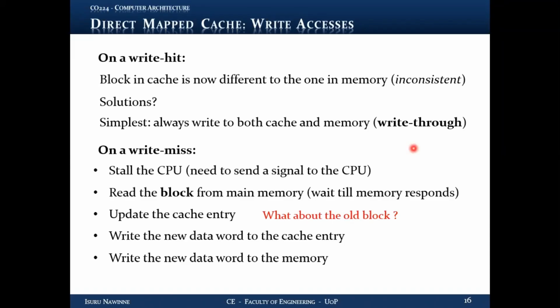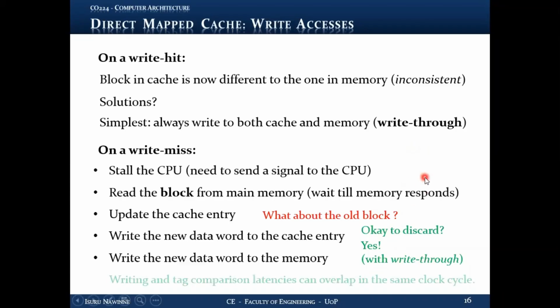Now, the problem we had was, what about the old block that was in the cache at that entry, which was not the one the CPU was looking for. So can we discard it? Is it okay to discard that? Yeah, it's okay because we are using the write through write policy. Whatever that old block contained in the cache was consistent with the memory because of the write through policy. We always write to the cache as well as memory at the same time. So the memory copy is up to date. So it's okay to discard the cache copy without a second thought.